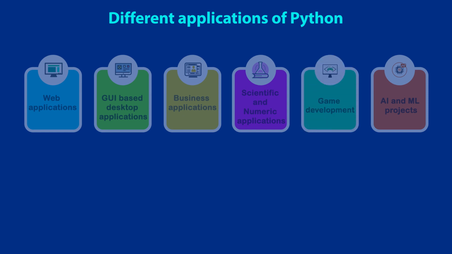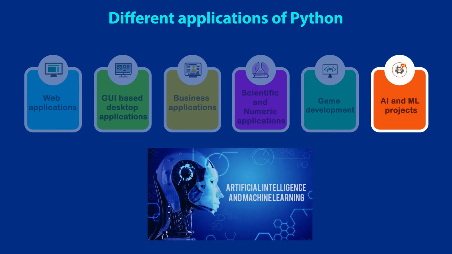The sixth application is AI and ML projects. Python programming language allows the developers to build artificial intelligence and machine learning projects. Some of the frameworks that can be used for these projects are TensorFlow, Scikit-learn, NLTK, etc.